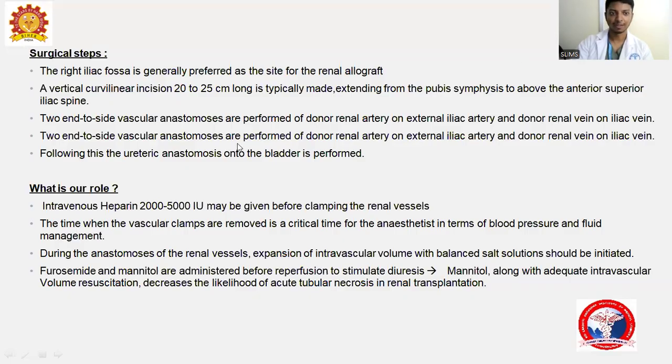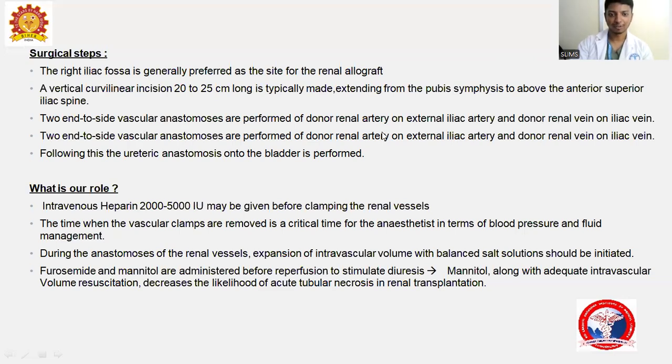and donor renal vein to iliac vein. Following this, the ureteric anastomosis onto the bladder is usually performed. So, what is our role during this time? We have to administer intravenous heparin, 2,000 to 5,000 units, which may be given before completing the renal anastomosis.